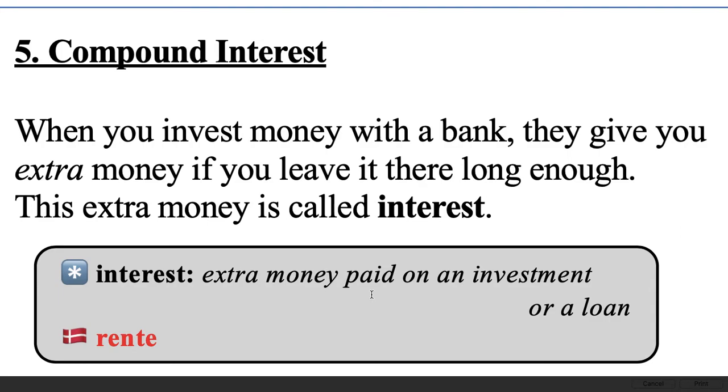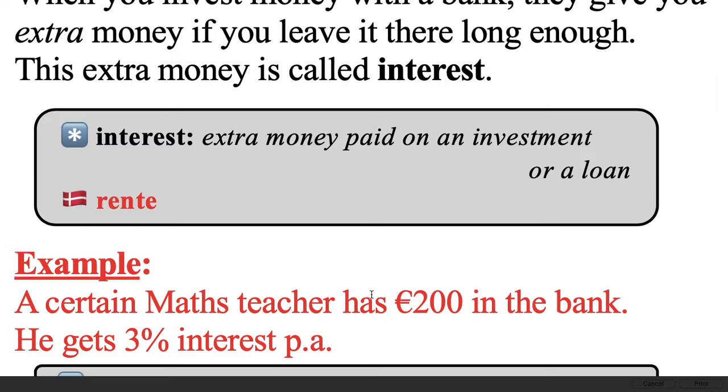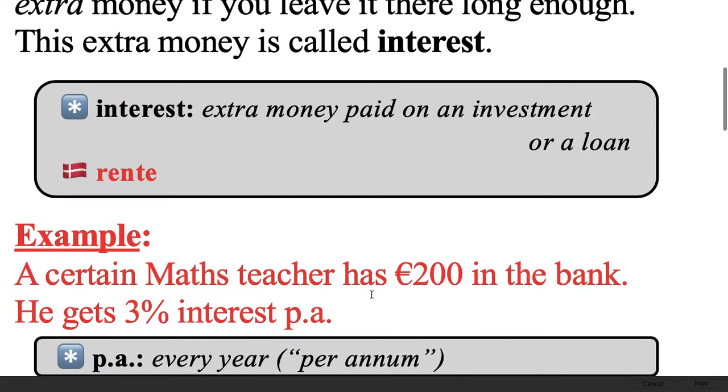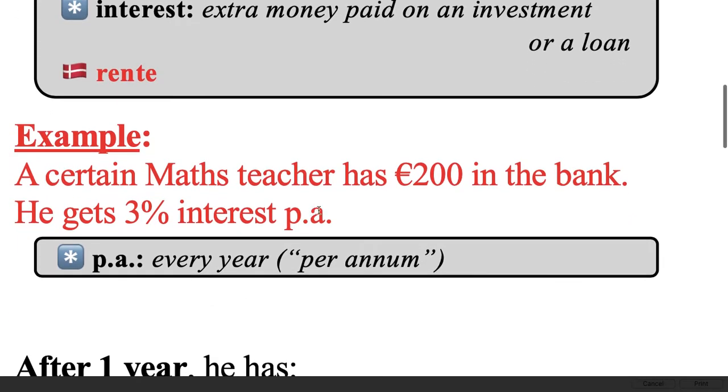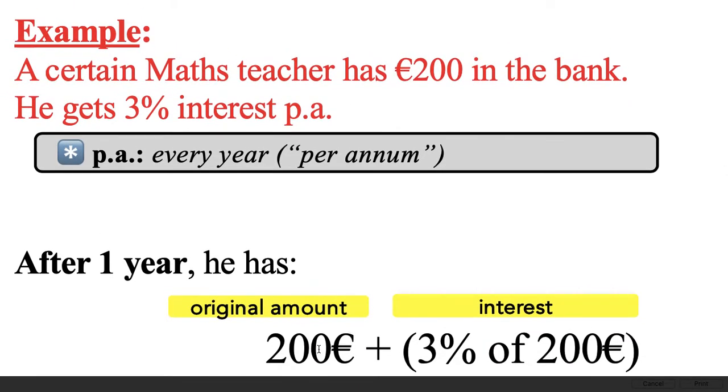So it's extra money paid on an investment or a loan. For example, a certain math teacher has 200 euros in the bank. He gets 3% interest per annum. That just means every year. So after 1 year, he's got his original amount, 200, plus his interest, which is 3% of the 200.